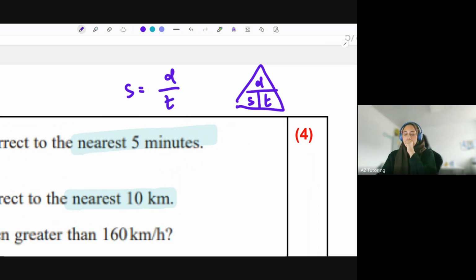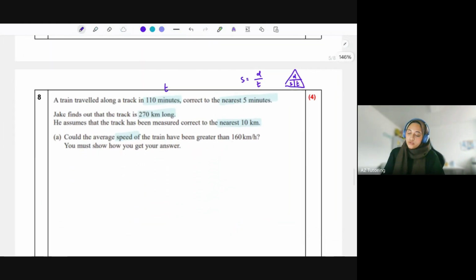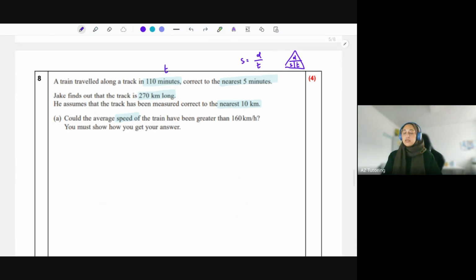Okay. Could the average speed of the train have been greater than 160 kilometers per hour? You must show how you get your answer. So before doing anything, I'm going to work out the bounds of both the time and the distance that they've given us. So time is 110 minutes, correct to the nearest 5 minutes. I'm going to add 5, so I get 115. And I'm going to minus 5, so I get 105.